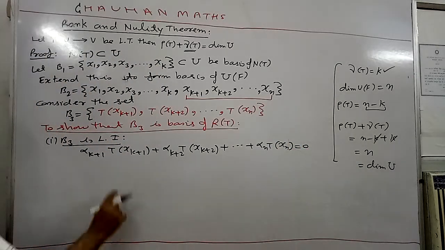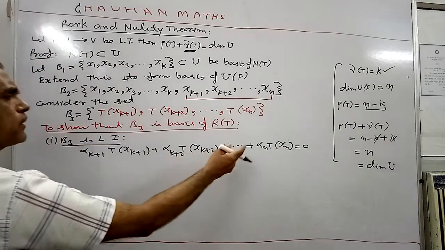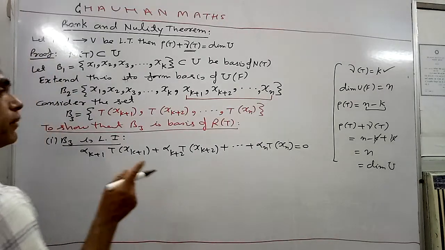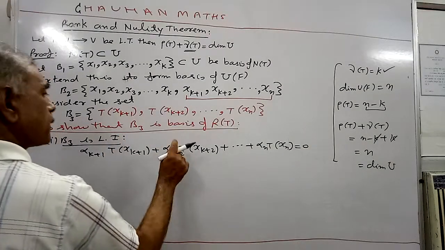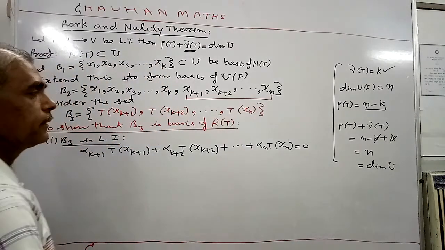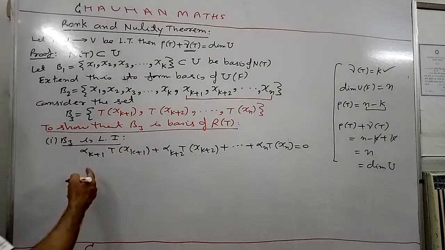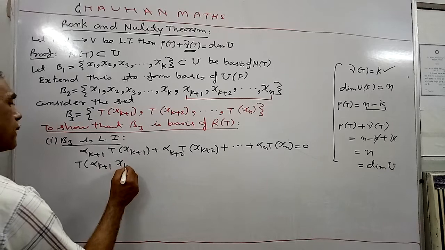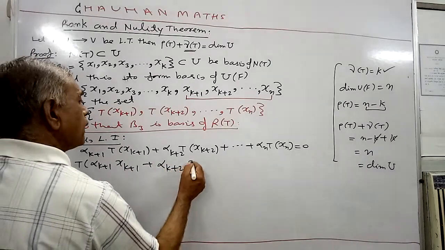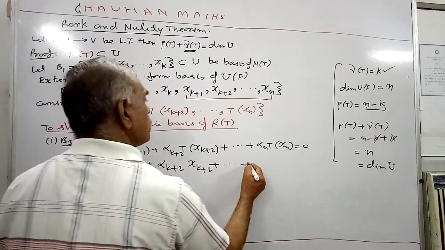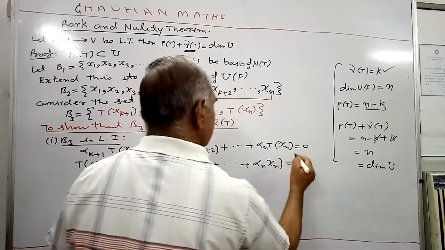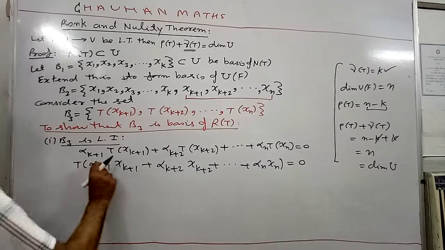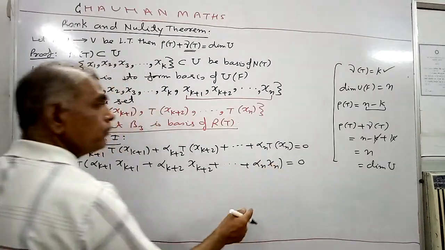For proving LI, we begin with this, where alpha k plus 1, alpha k plus 2 are scalars. And we will try to end at these coefficients equal to 0. We will try to justify alpha k plus 1 equal to 0, alpha k plus 2 equal to 0, and alpha n equal to 0. And that will prove that the set is LI. So this can be written as T of alpha k plus 1 xk plus 1 plus alpha k plus 2 xk plus 2 plus continue alpha n xn is equal to 0 by property of linear transformation. This happens, and T image of this element is 0.